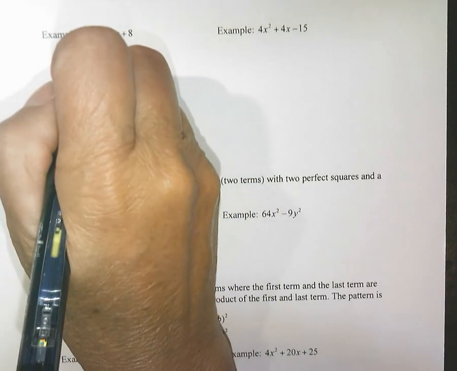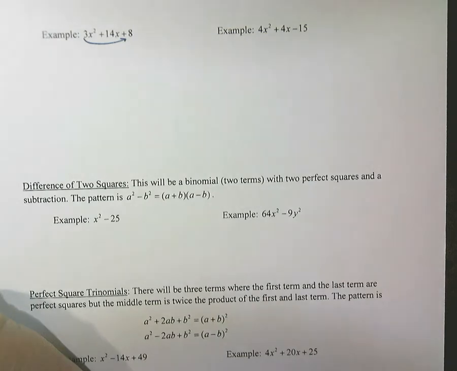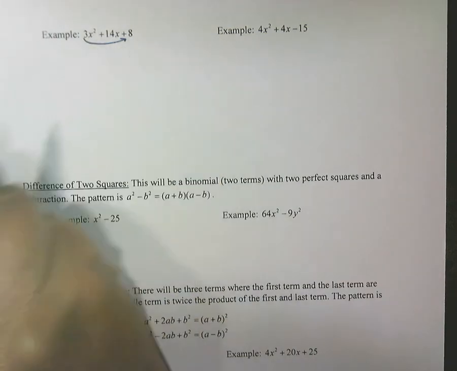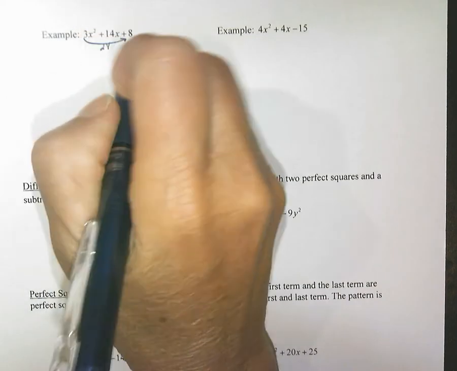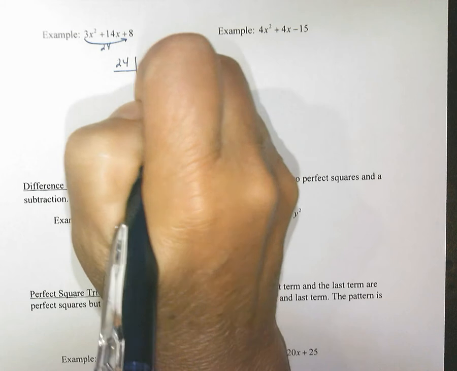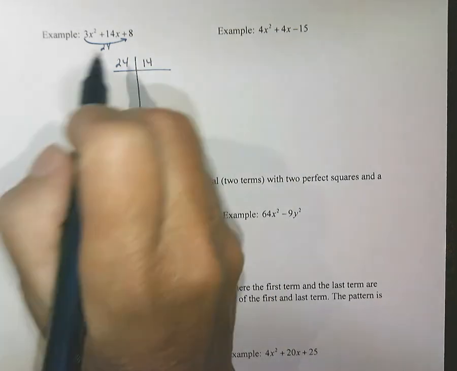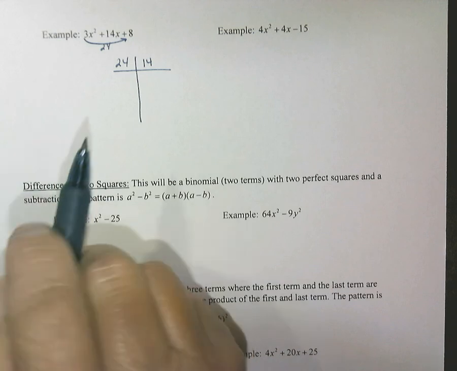So the first step I'm going to do to figure out what I need to multiply by, to get my factors of, I'm going to multiply this 3 times the 8, and I'm going to get a 24. So I have 24, and I want to add up to be 14. So this is where I'm going to get my product. It does make a big difference if you don't do that.